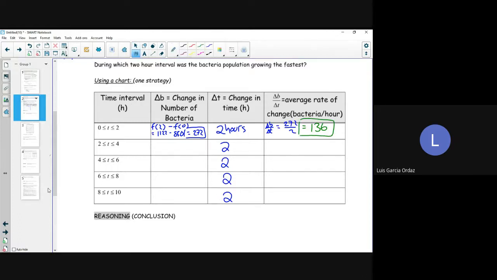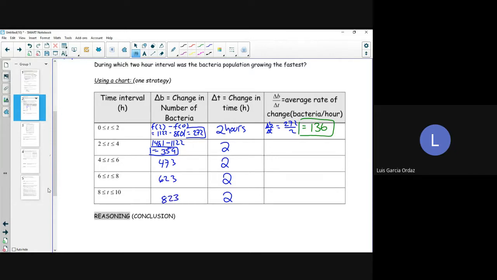And you're going to be doing the same thing for each of the other ones. So the next one, t is between 2 and 4. We do f at 4 minus f at 2. So f at 4 hours is 1,481, and f at 2 was 1,122, which gives us a change of 359. And then we continue with the next ones. So we get changes of 473, 623, and 823.